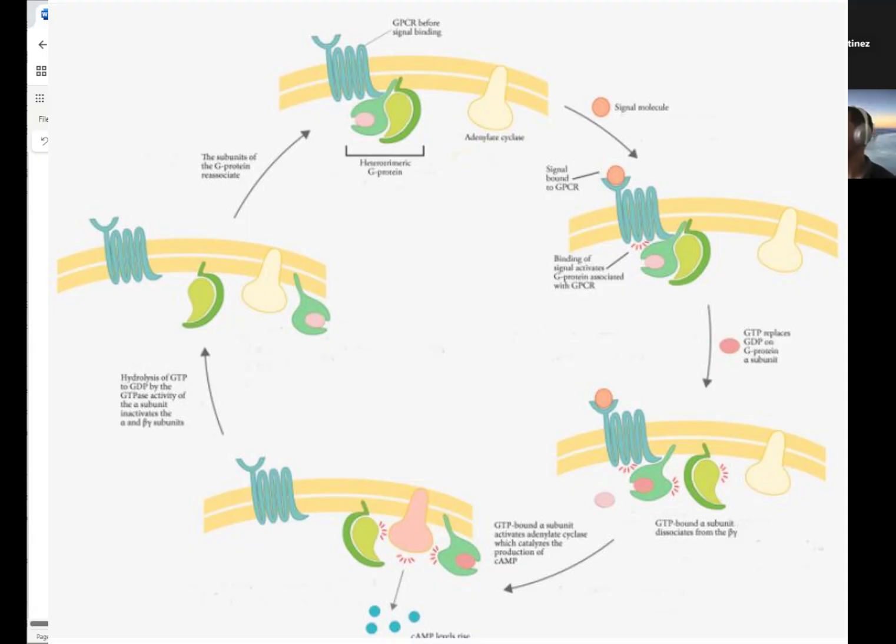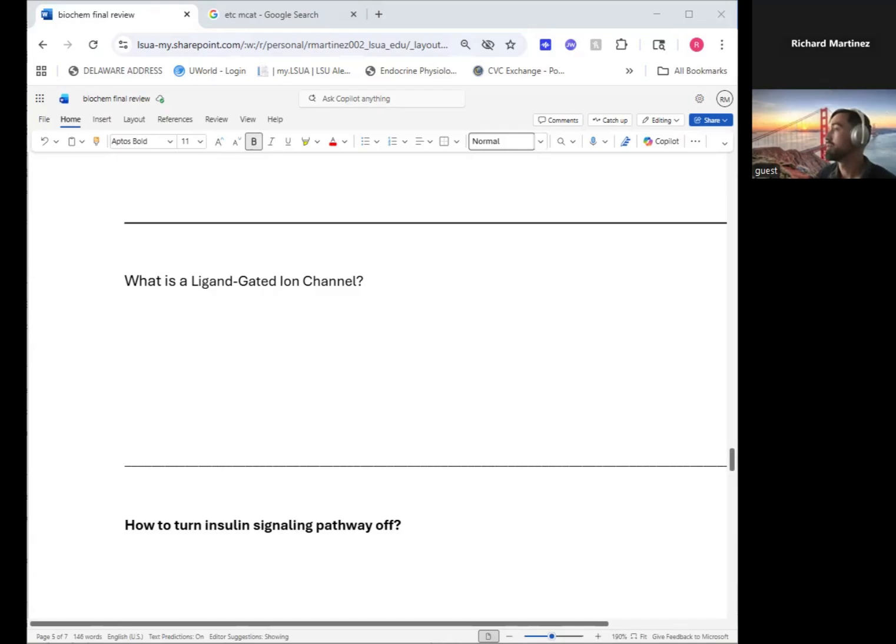Okay. Secondary messengers, you got what? Name them. As you know these off the top of your head. CAMP, IP3, DAG. Secondary messengers. So when you see those, just think GPCRs. Got it?